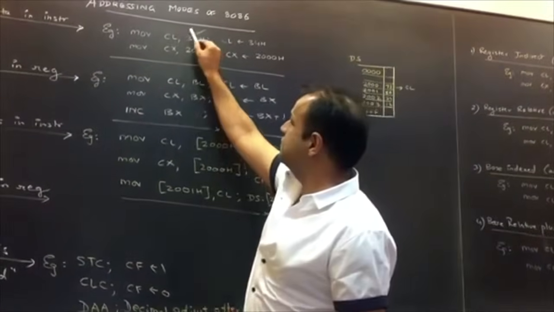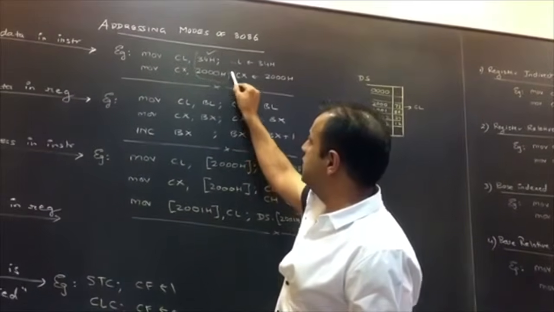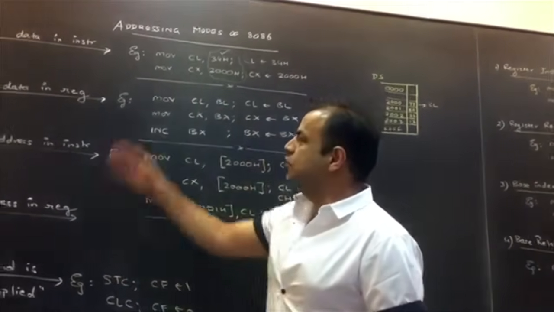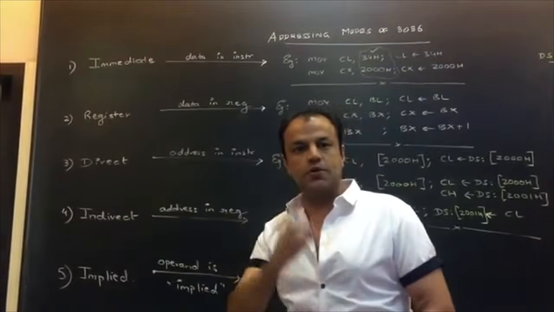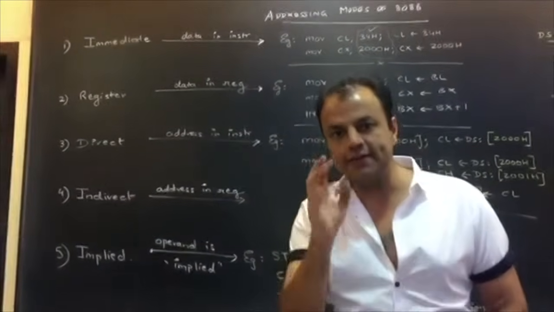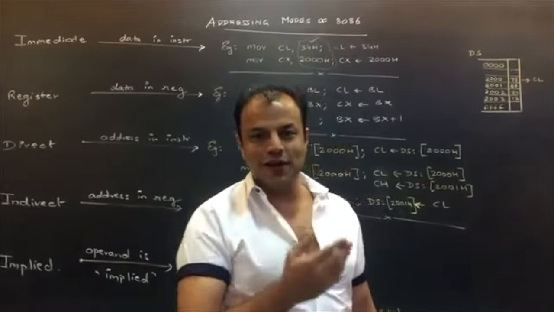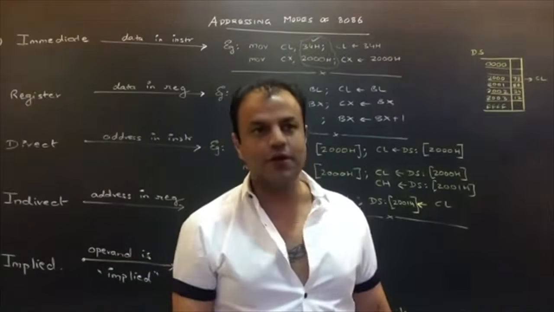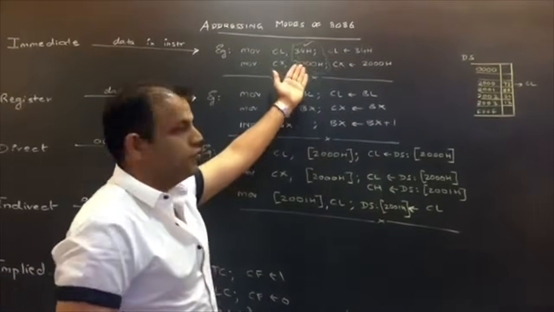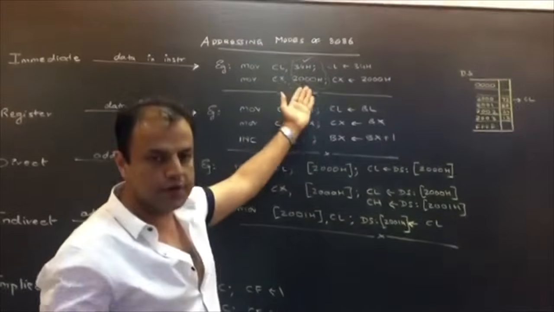What is interesting is, in both instructions, data is given in the instruction. So they are examples of immediate addressing mode. Tell me, did you understand this? When data is there, it is immediate addressing. Again, you can change the examples. You don't have to mug up these examples, of course not. Instead of 34, you can write 25. Instead of CL, you can write BL.